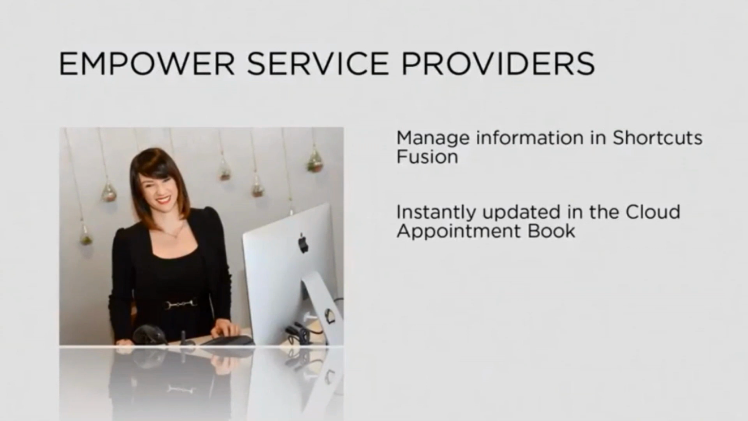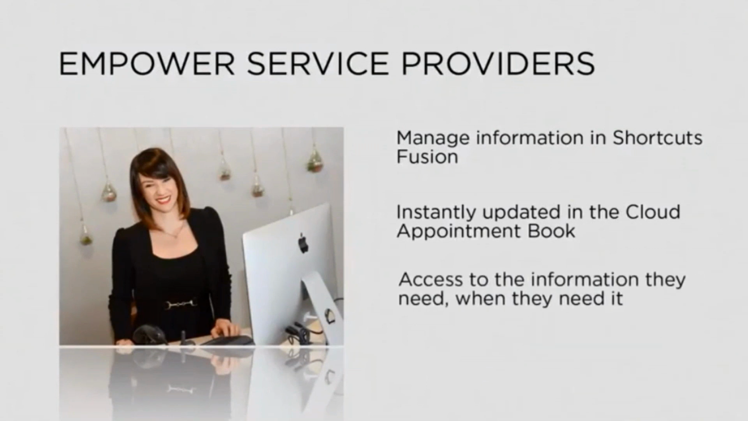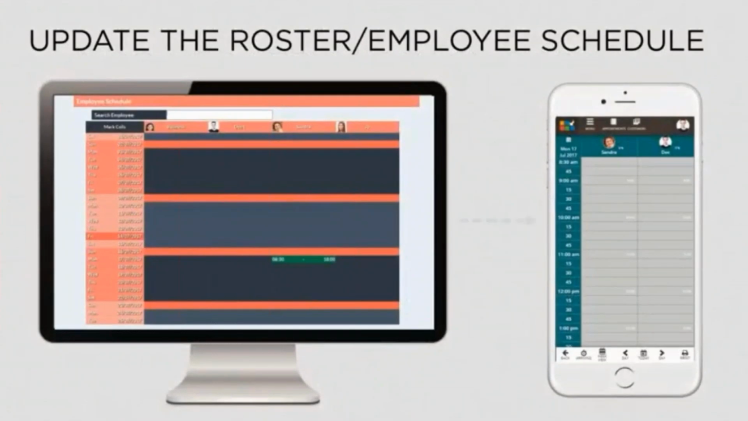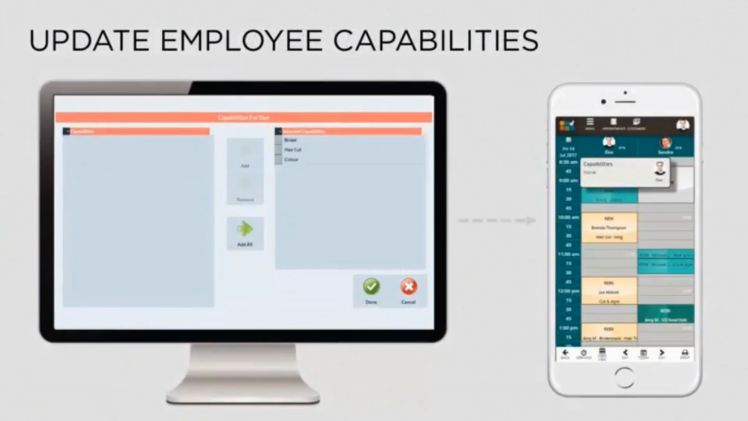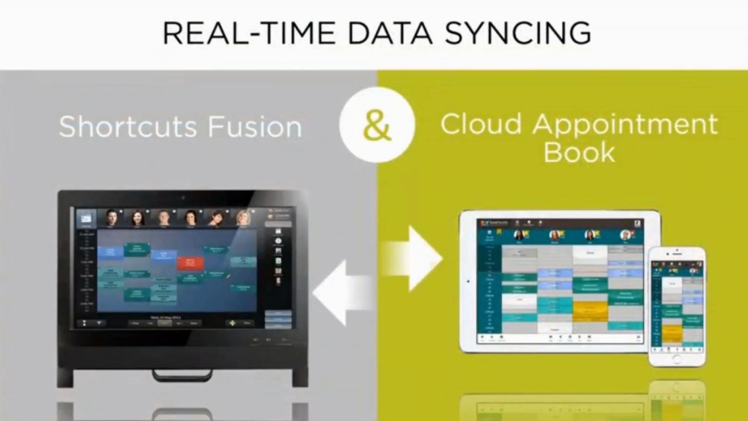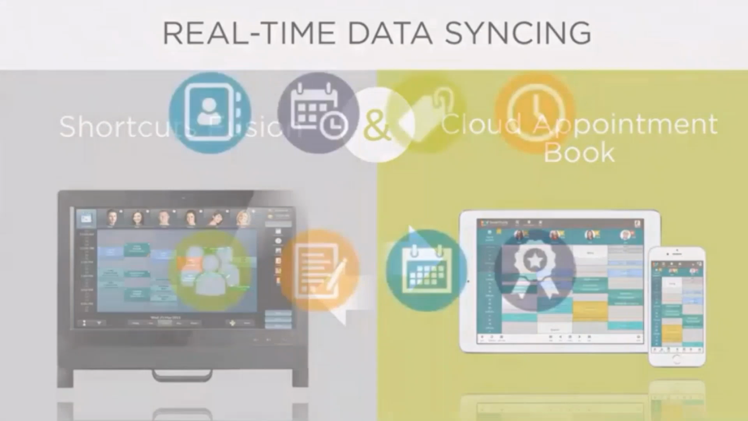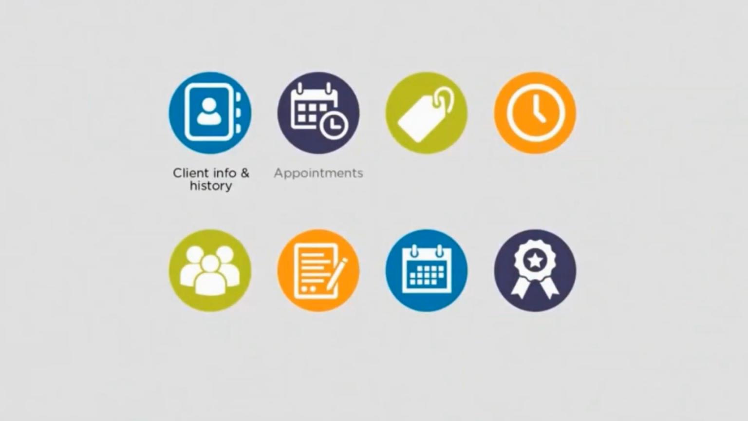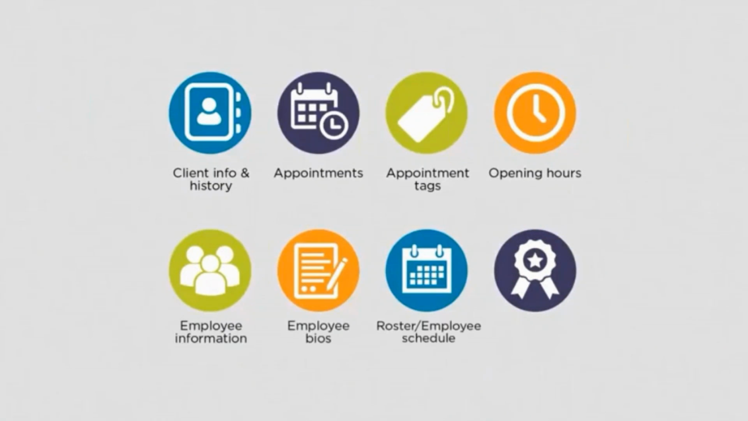Manage information in Shortcuts Fusion, and it instantly updates the Cloud Appointment Book. It also reflects changes to the schedule, as well as changes to employee capabilities. And it's a real-time, seamless data synchronization. These are all the things we're syncing to the Cloud Appointment Book at the moment: client info and history, appointments and tags, opening hours, employee info and bios, the schedule, as well as employee capabilities.